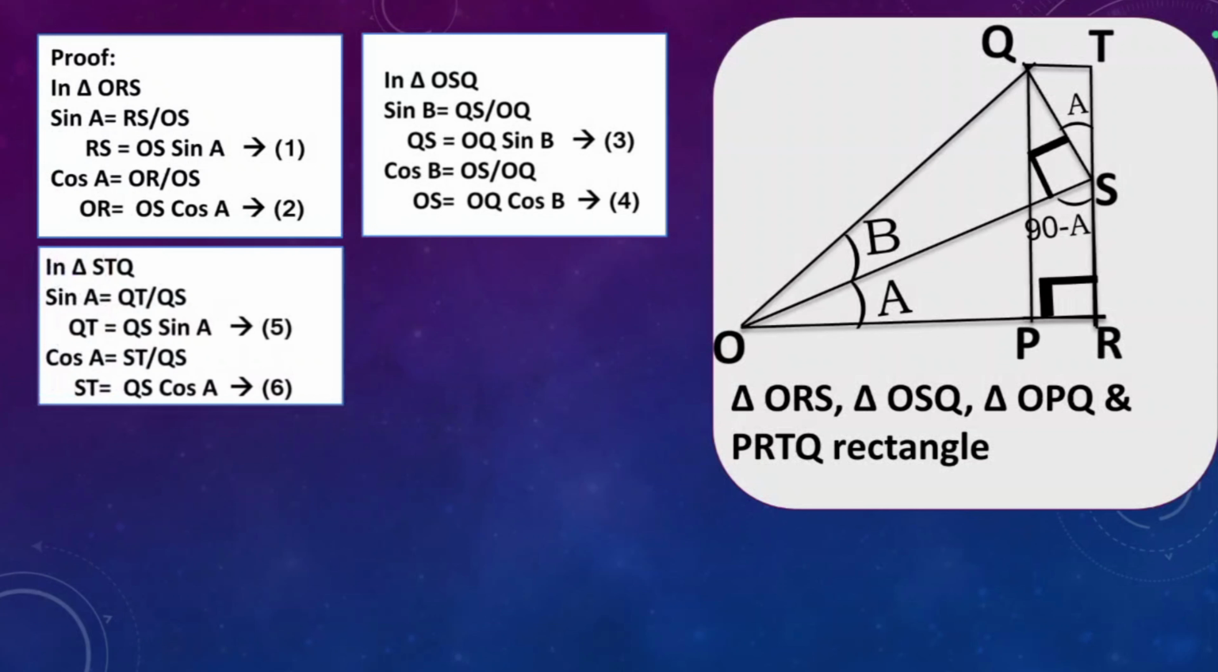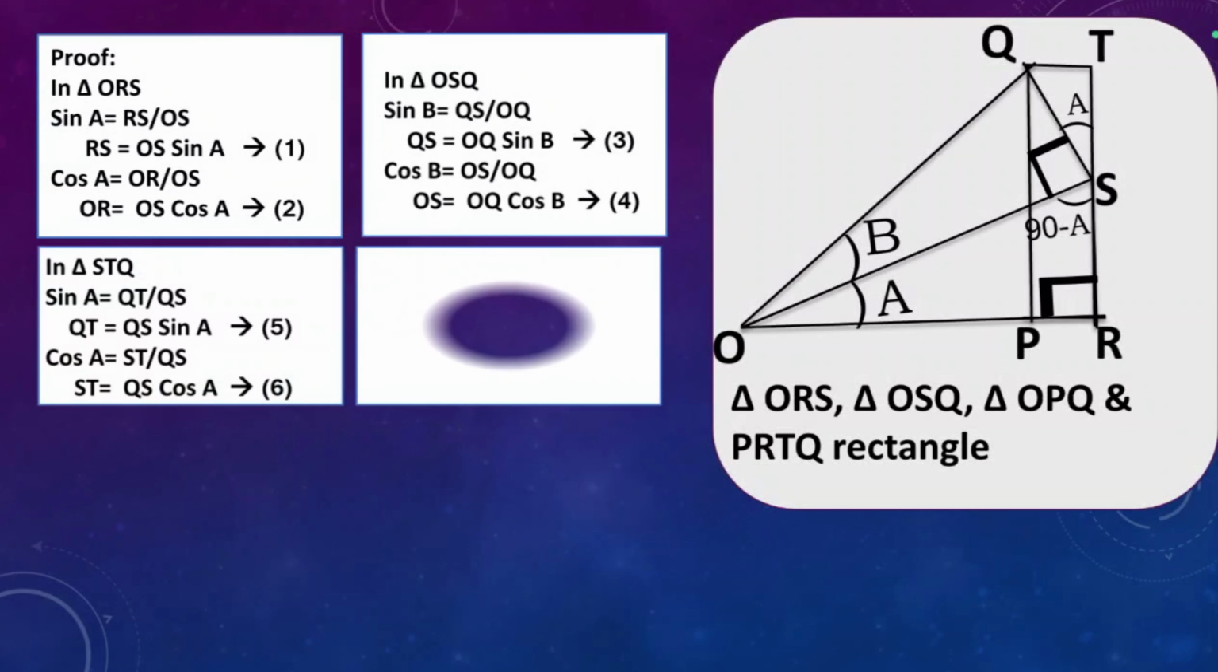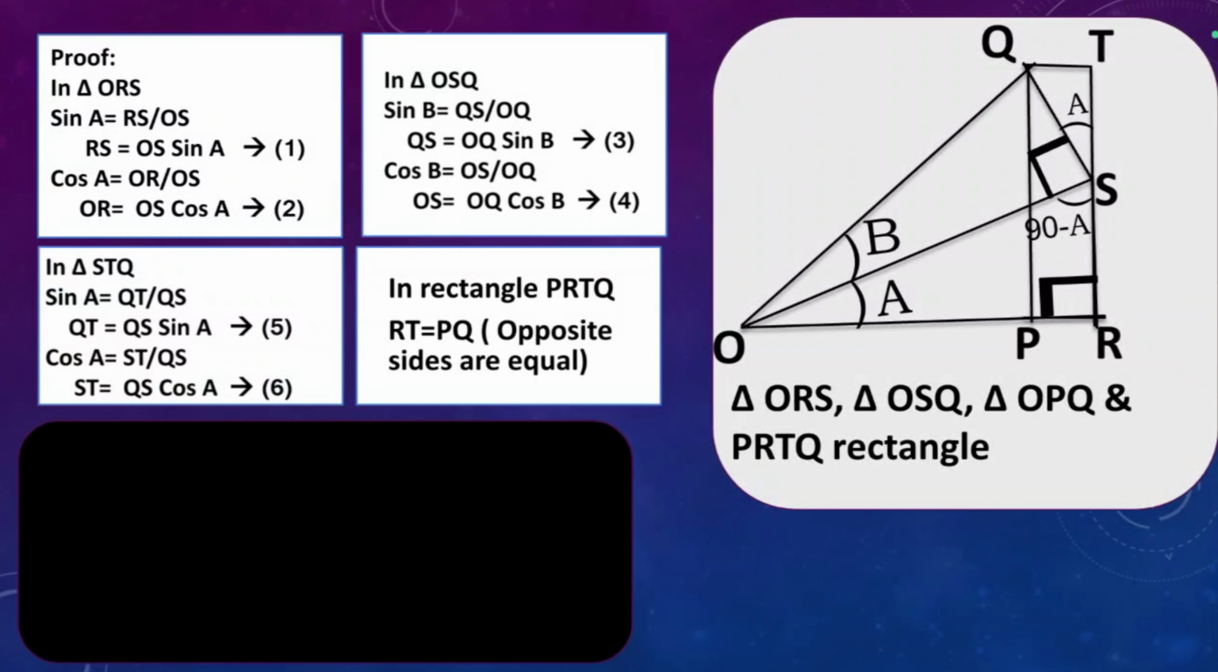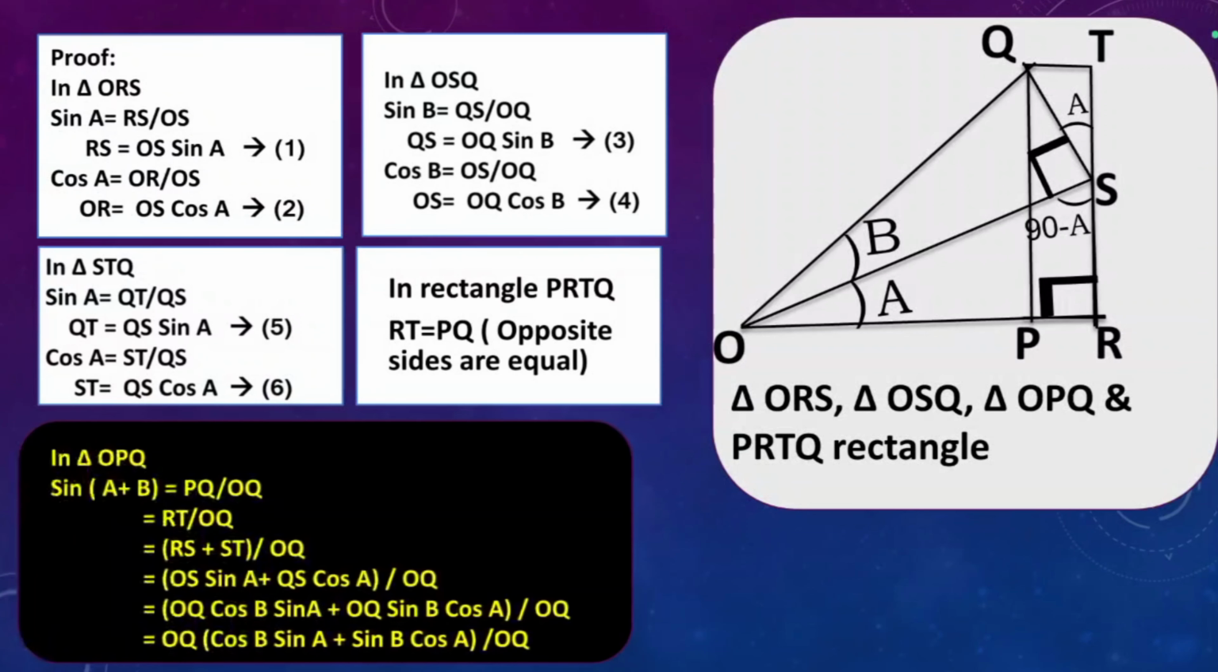We have to remember that we are also using the PRTQ rectangle, where opposite sides are equal. The opposite sides we are using in the diagram as a part of the proof are PQ and RT. So RT = PQ, or PQ = RT, as opposite sides are equal. Let us put all these data into the triangle OPQ, where we get the compound angle A and B.